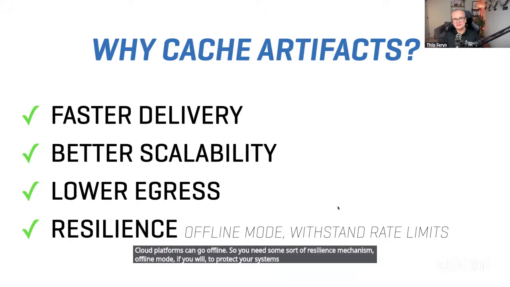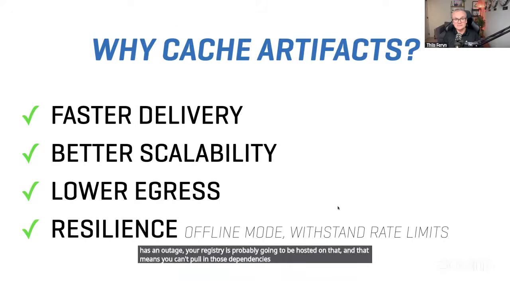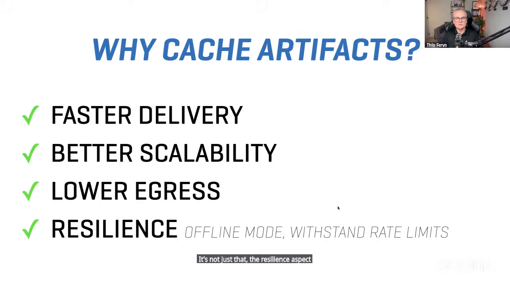Because if that cloud, that big hyperscaler, has an outage, your registry is probably going to be hosted on that. And that means you can't pull in those dependencies. That ultimately means your CI/CD pipeline is blocked. You can't go live. It's not just that. The resilience aspect also deals with the rate limits that are very prevalent on these public registries.